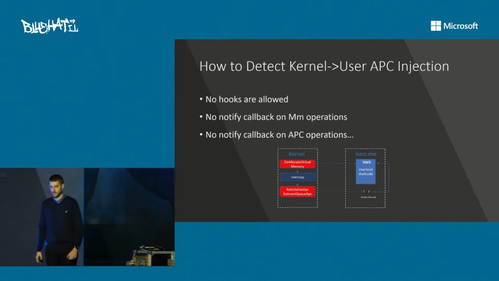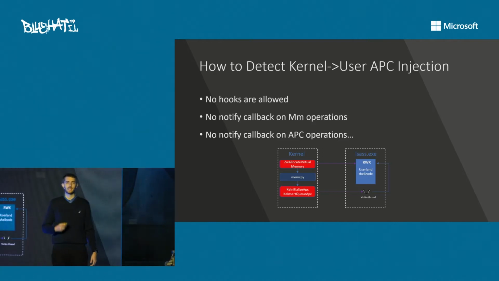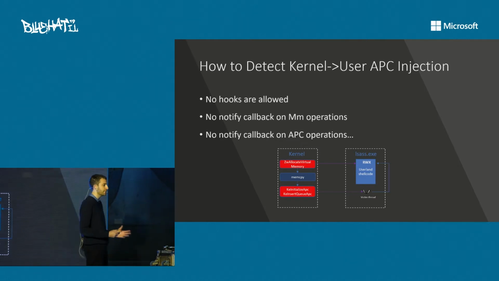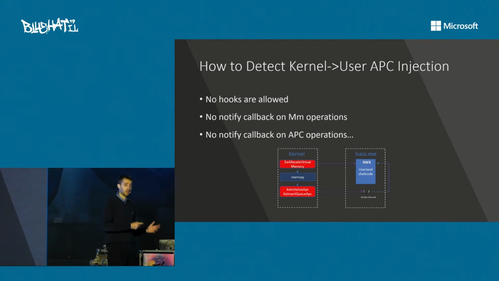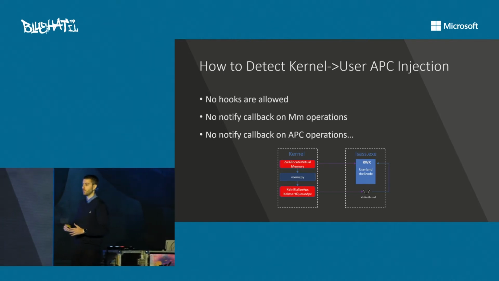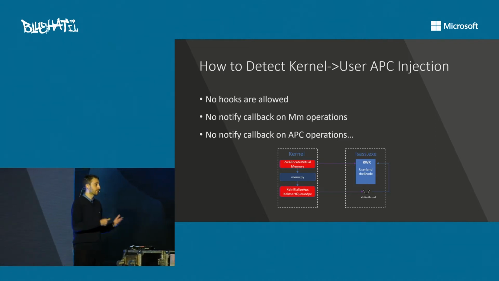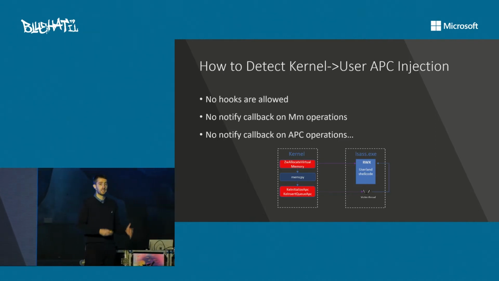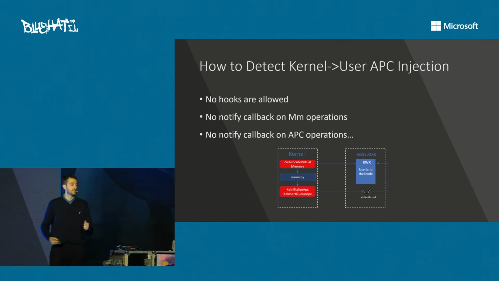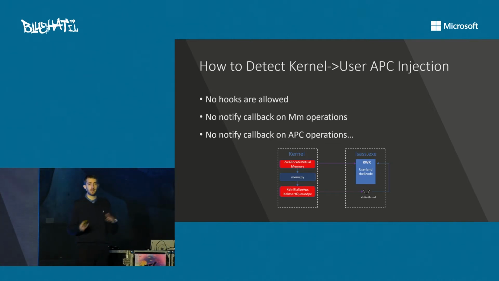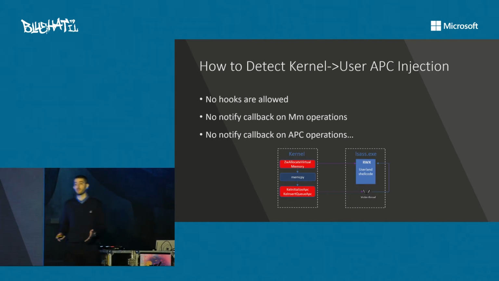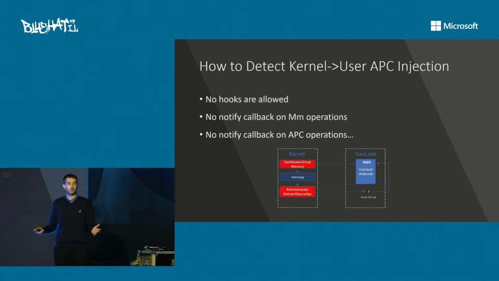So, as defenders, how do we protect our customers and basically detect such kernel threats? Double Pulsar is a kernel mode backdoor, right? It runs in the kernel, so installing hooks on the Ntoskrnl kernel in order to monitor the usage of these APIs is non-sustainable, right? PatchGuard will crash the system. Drivers cannot register notify routines on either the memory management or the APC operation used by Double Pulsar. So what can we do, basically? Is it even possible to detect?